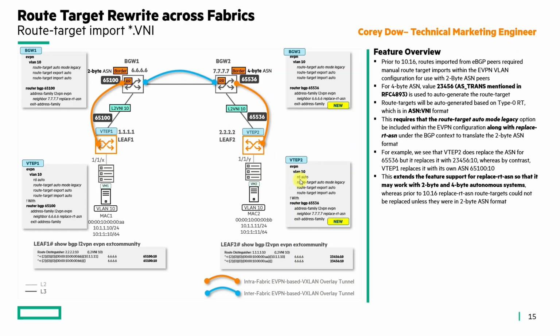And as we mentioned on the prior slide, you can see what happens from each of the leafs' perspective once they're imported in. On the left-hand side, leaf 1 is in 2 byte format already, so the route target is replaced with its own ASN, 65100:10, corresponding to VNI 10. And then on leaf 2, on the opposite side, the route target is imported as 23456:10, which is new by the standard, which allows that to be translated from what would originally be 65100 over to 23456, so that the 2 byte and the 4 byte formats can be used to import the route targets automatically. This does require that the route target auto legacy be configured across each of the peers in the environment to get the route targets imported successfully across the EVPN fabric.